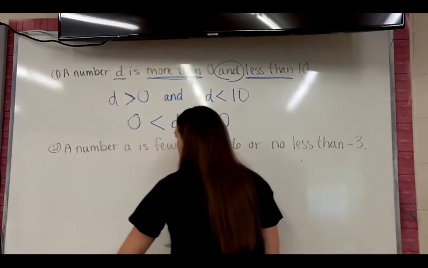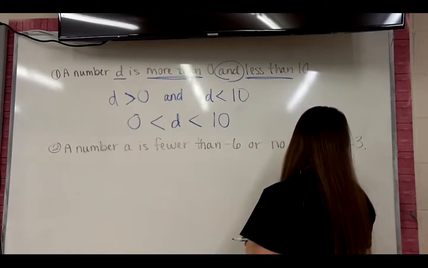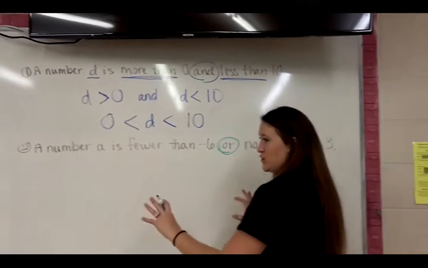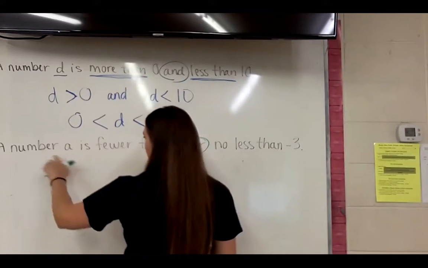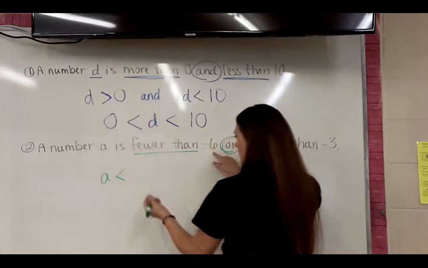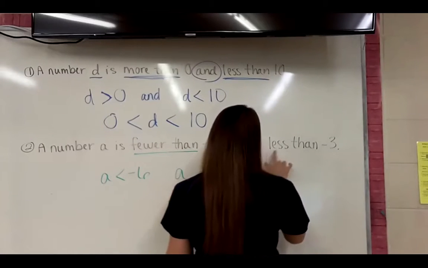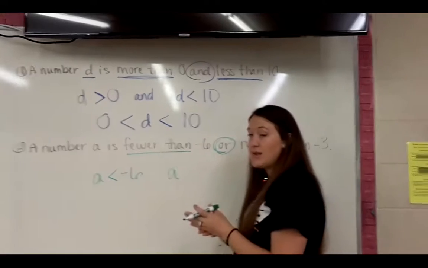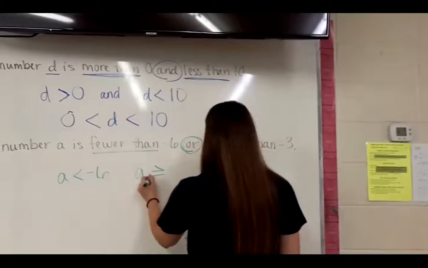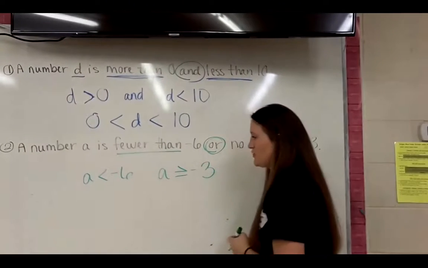On number 2, a number A is fewer than -6 or no less than -3. So this one's an or one, so we'll have 2 separate inequalities. So we have a number A is fewer than, so A is less than -6, or, so we're still talking about A, no less than. So that means it could be this number, but not any smaller, so it could also be bigger. So greater than or equal to -3. So that's our answer on that one.